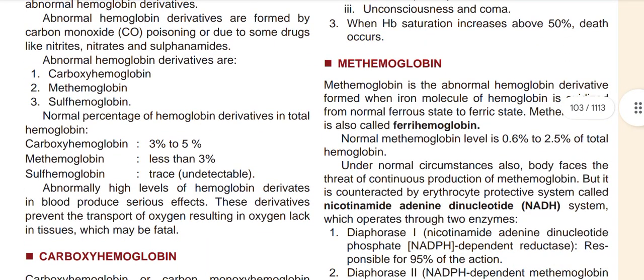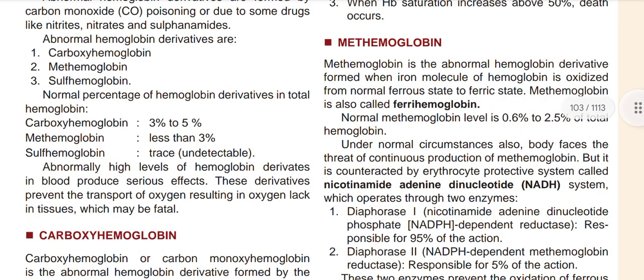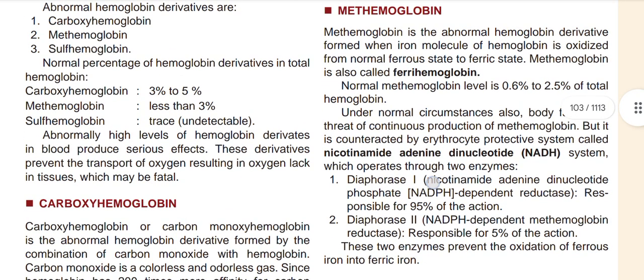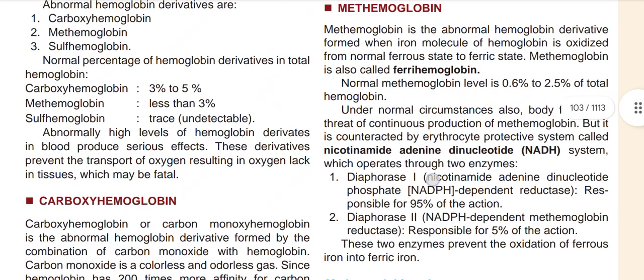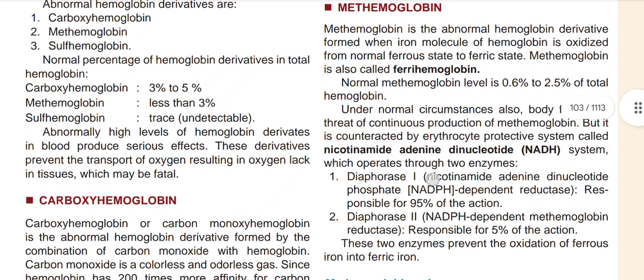Then methemoglobin. Methemoglobin is the abnormal hemoglobin derivative formed when the iron molecule of hemoglobin is oxidized from the normal ferrous state to the ferric state. Methemoglobin is also called ferrihemoglobin. Normal methemoglobin level is 0.6% to 2.5% of total hemoglobin.